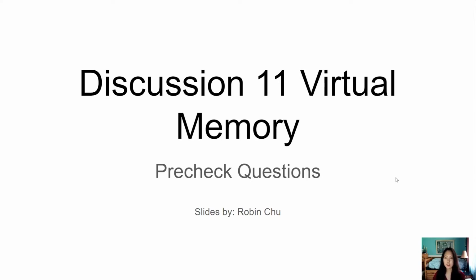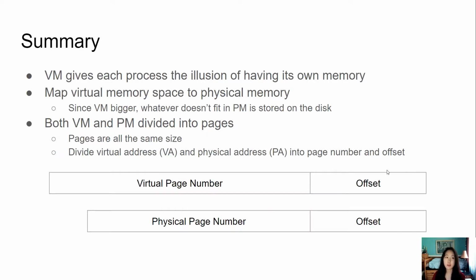Before we get started, let's have an overview of what virtual memory is. Virtual memory gives each process the illusion of having its own large memory, and it maps our virtual memory space to physical memory. Since virtual memory is often bigger, whatever doesn't fit in our physical memory, or our RAM or main memory, is stored on the disk.